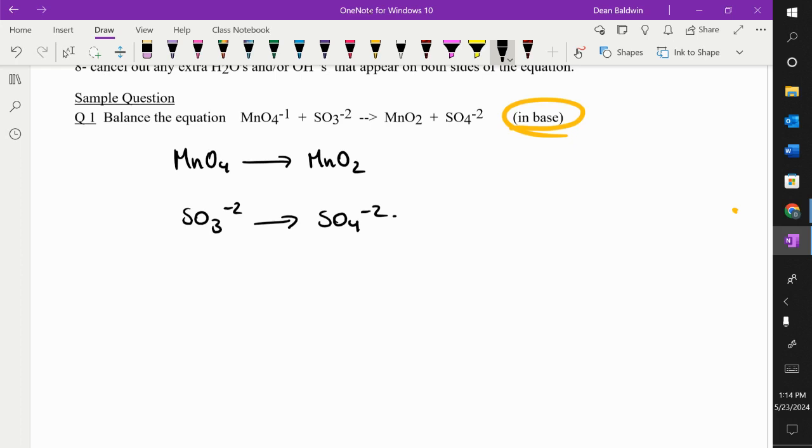Mn is balanced, Mn is balanced. Sulfur is balanced, sulfur is balanced. All right, then we balance the oxygens. So in the top one, I have to add 2 water molecules to the right side to balance the oxygens. Then I balance the hydrogens by adding protons to the left side. So 4H plus.